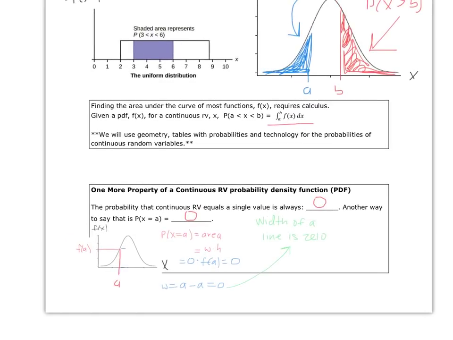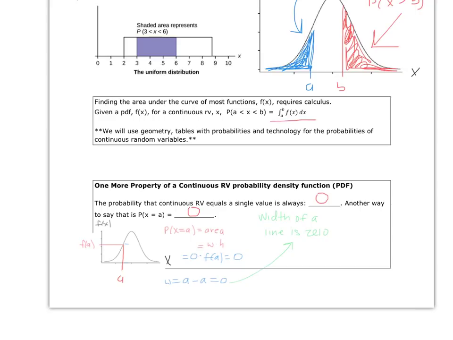Okay, so for continuous random variables, we're always going to be looking for probability for an interval of values, not ever a single value.